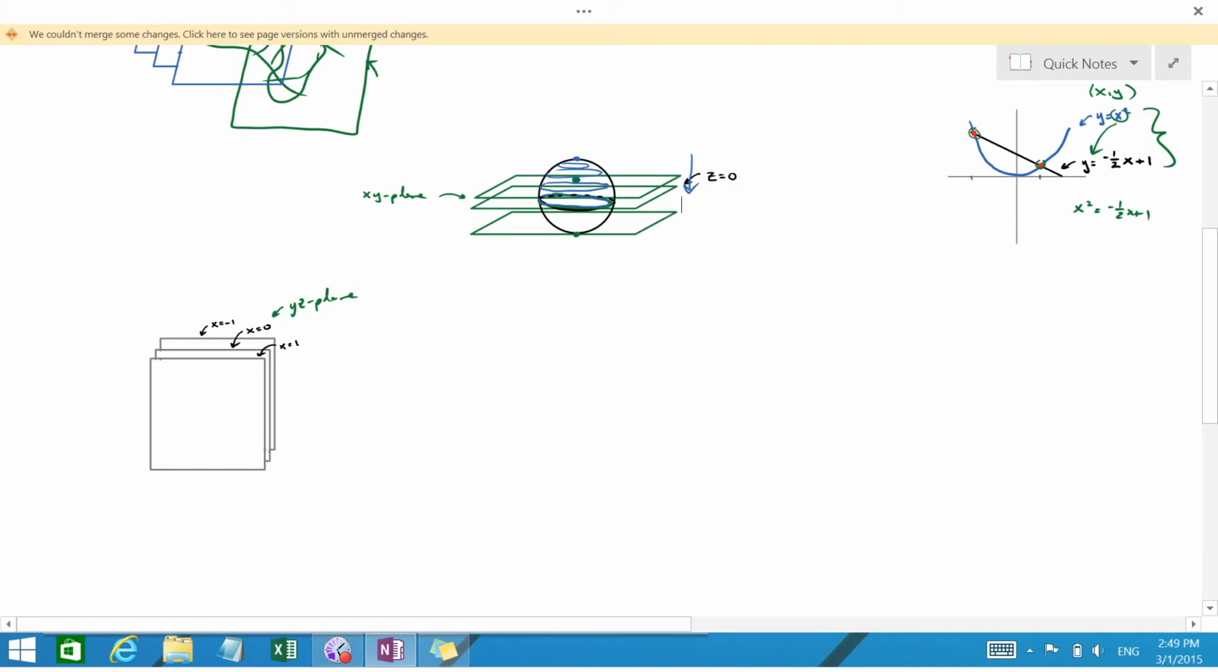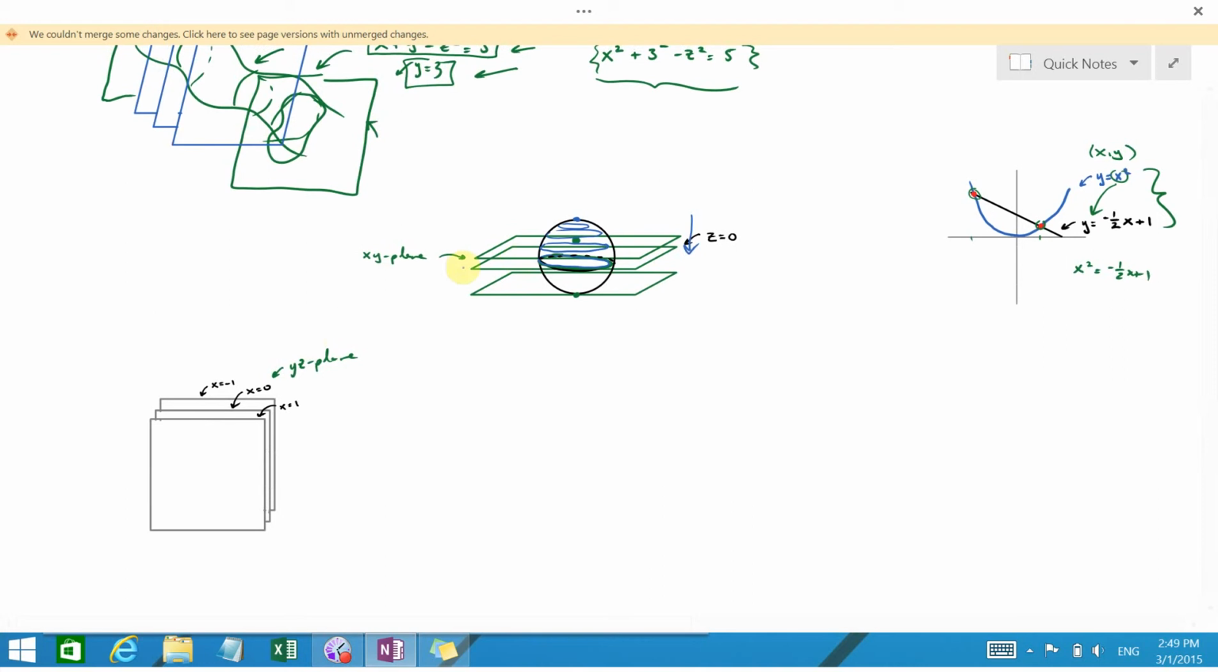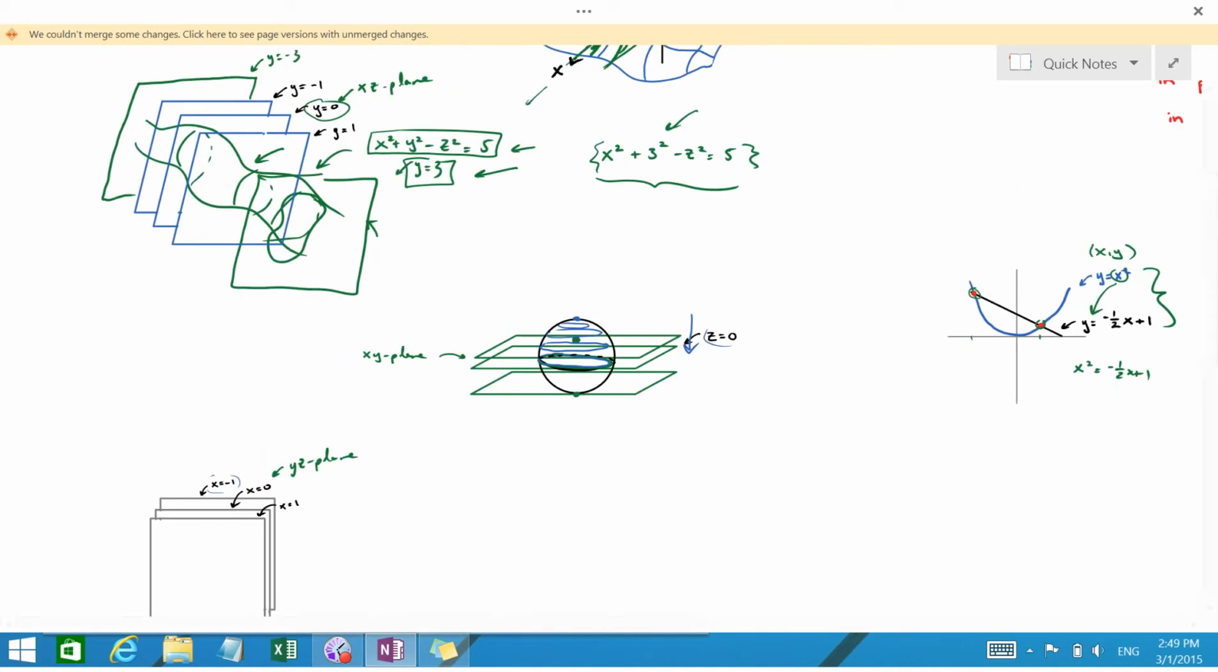Okay, in the previous video, I introduced you to this idea of slicing with planes parallel to the xy plane, xz plane, or yz plane. And these planes are all given by equations like x equals a constant, or z equals a constant, or y equals a constant.